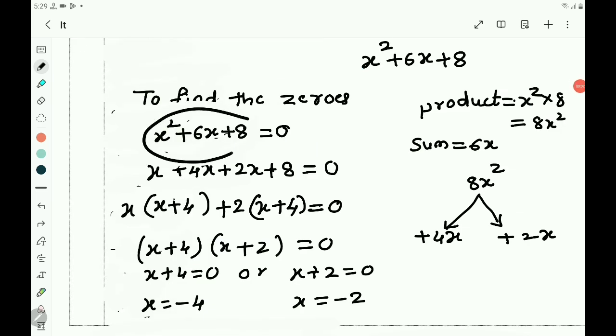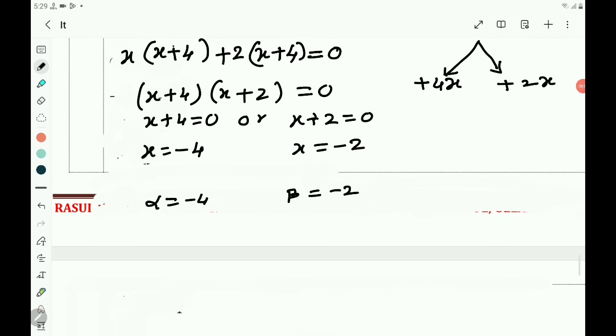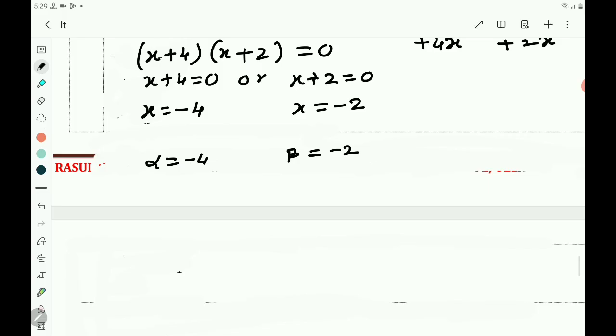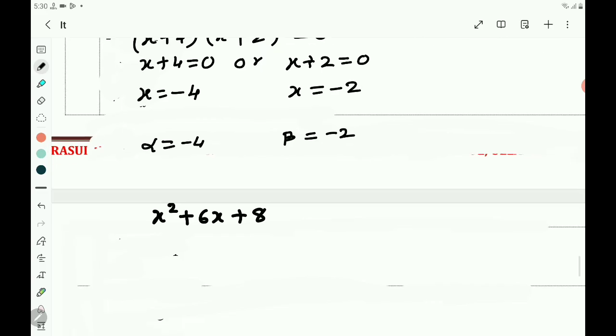Take the quadratic polynomial x square plus 6x plus 8 and write the coefficients. Then you write the values: A equals, B equals, C equals. A means coefficient of x square. Here the coefficient of x square is 1, since x square means 1x square. B means coefficient of x, that is 6. Next, C is the constant, 8.